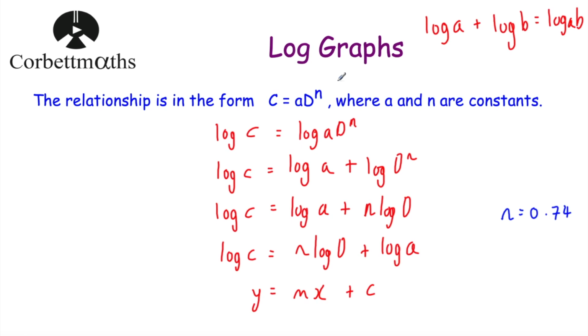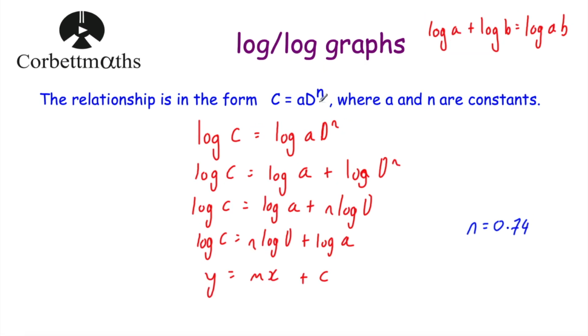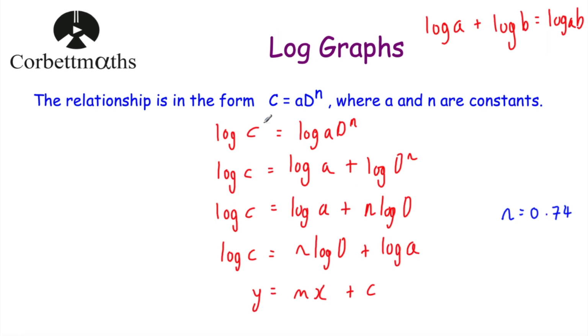Just a reminder, whenever we're doing these log-log graph questions, if you want to find the power, that constant in the relationship, you find the gradient of the log-log graph that you draw, and that'll be the power. So we've now found the value of n, we now also need to find the value of a. What I'm going to do is go back up to the relationship, which is in the form c equals a d to the power of n. We've worked out what n is, and we can use a pair of values from our table for c and d, and then we can work out what a is.